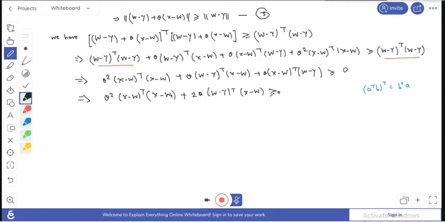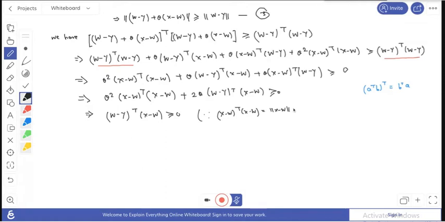Okay, and the sum of these two is greater or equal to 0. This implies this term is also greater or equal to 0. So this implies you can write here W minus Y transpose and X minus W. This is greater or equal to 0 because this X minus W transpose X minus W is the norm of X minus W.